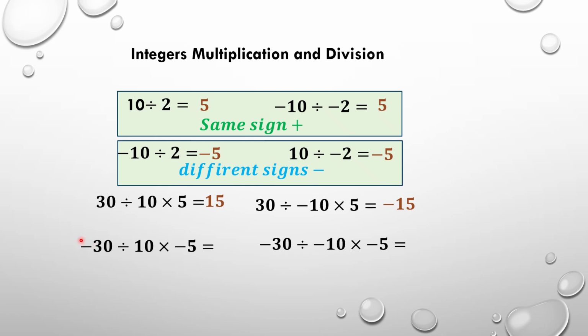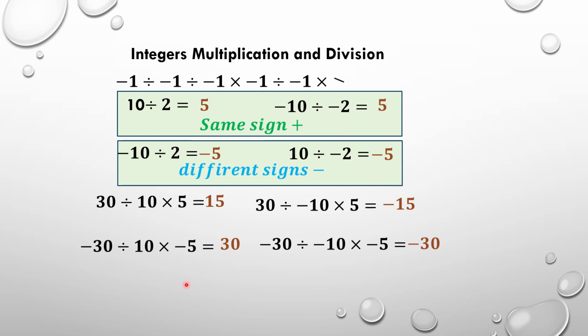Similarly here, there are 2 negative signs, so the answer will be positive. So it's just 30. There are 3 negative signs, odd number of negative signs, so the answer is negative 30.